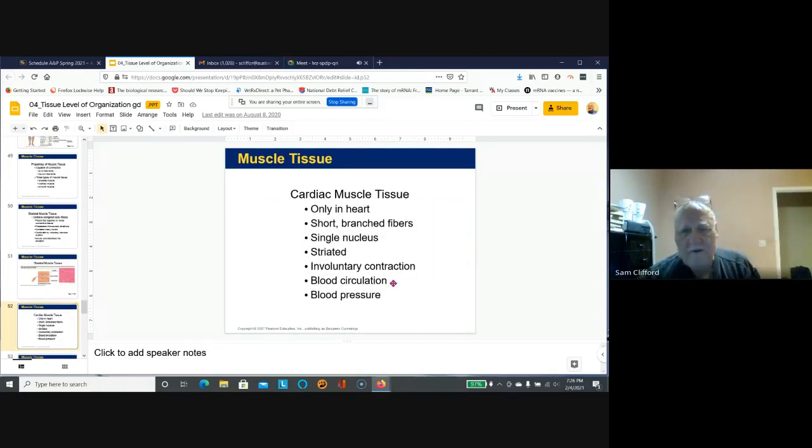Cardiac muscle is only in the heart. It has a single nucleus, short branched fibers, striated. It's involuntary contraction, and its job is to pump the blood around the body and to maintain blood pressure.